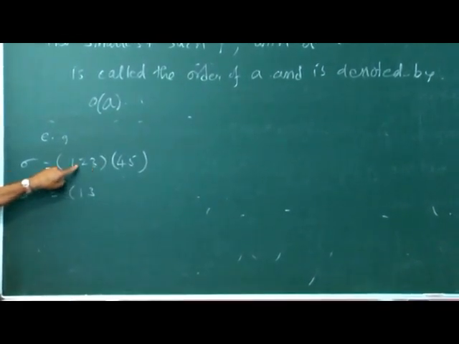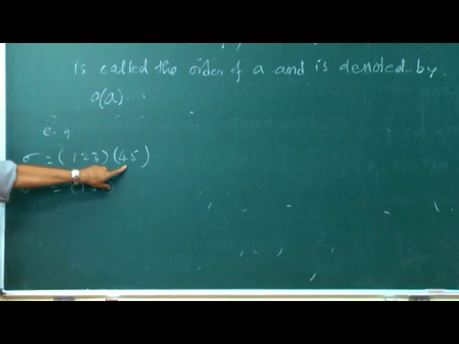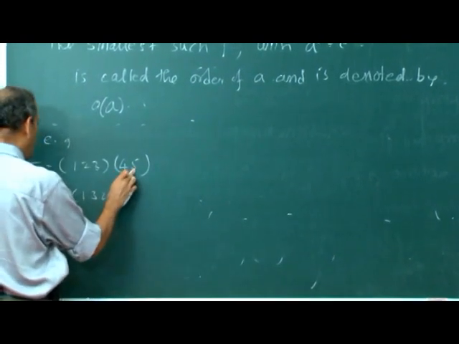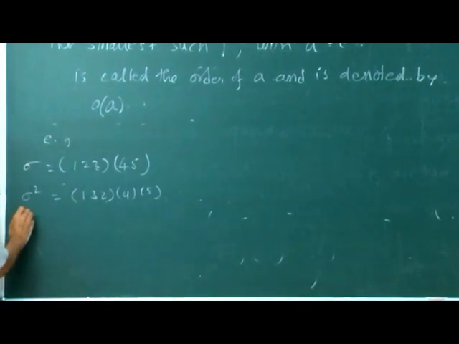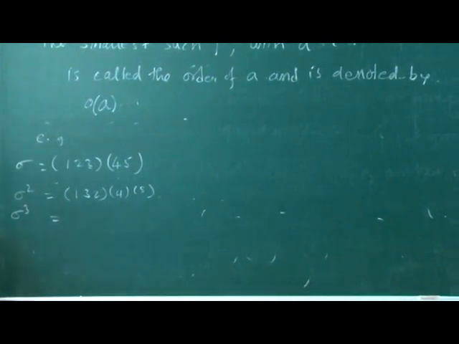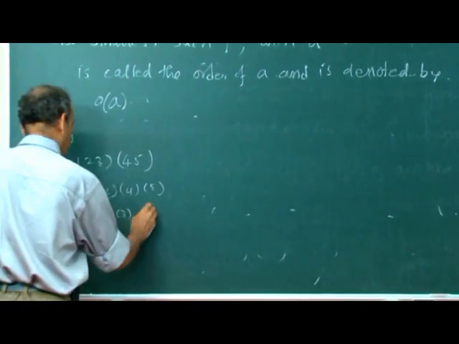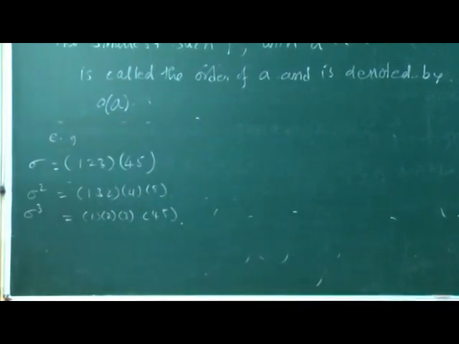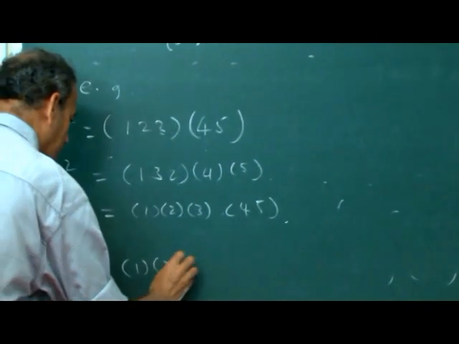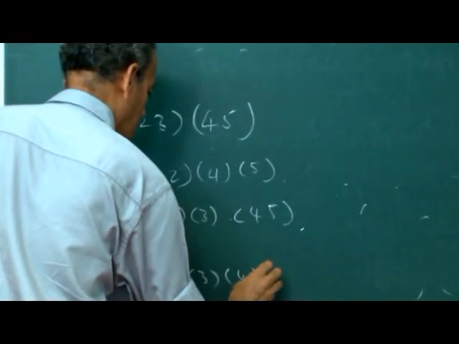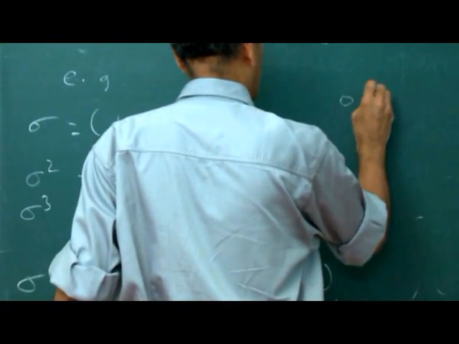So in general, sigma square will take 1 to 3. Now 3 will go to 1 and then go to 2. Then come here, 4 goes to 5, 5 goes to 4, so it is 4 and 5. So sigma square is like this. Sigma cube, you can check, 1 goes to 1, 2 goes to 2, 3 goes to 3, but 4 goes to 5, 5 goes to 4. So if you continue this, you get sigma 6 is identity. So order of sigma is 6.